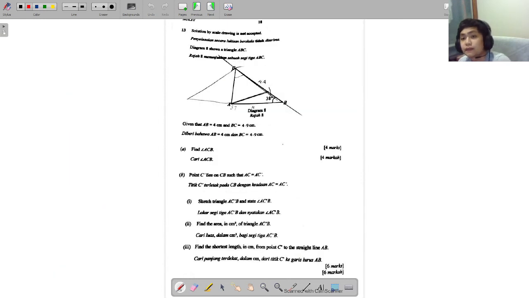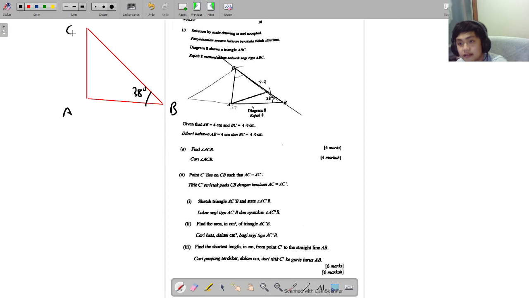Question 13. Solution by scale drawing is accepted. I think they have done this question, but I have seen it before. The question didn't have that line in the middle, so the line is supposed to look something like this. Sorry, it looks like a right-angle triangle, but it's not. This is 38 degrees. This is A, this is B, and this is C. AB is 4 cm and BC is 4.9 cm. They ask us to find the angle ACB, which is here.